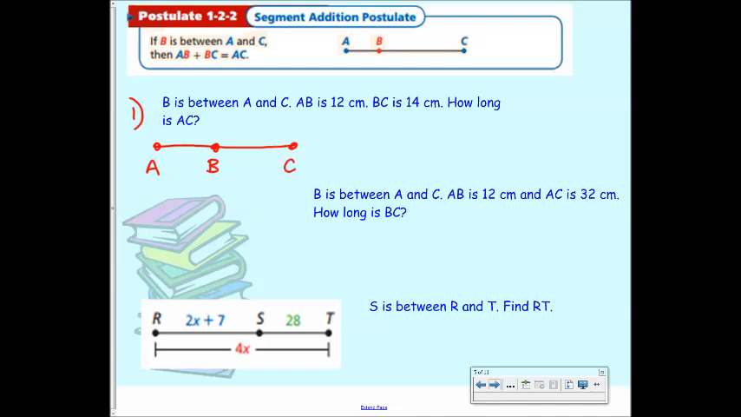AB is 12. So that means I'm going to label this one 12. And BC is 14. So what would I do to figure out how long AC is? Just add them together. Good. What's 12 plus 14? 26. So 26 centimeters.